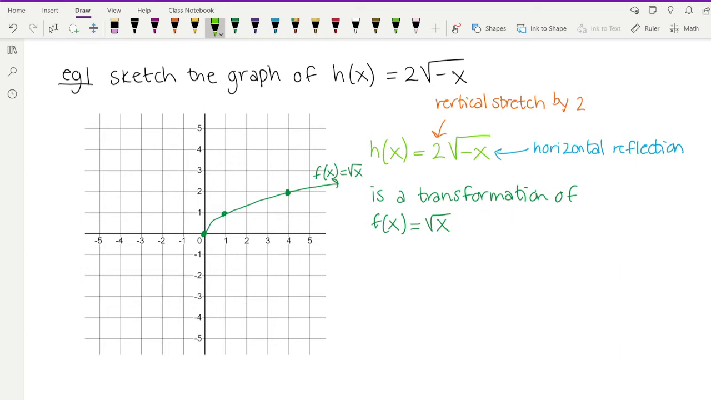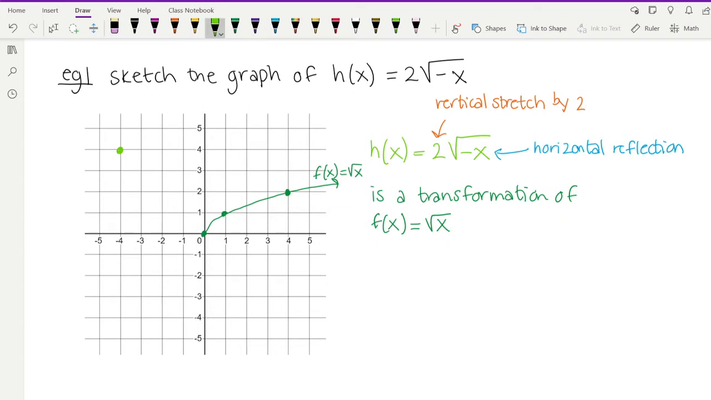So for example, let's start over here with the point that was originally at (4, 2). If we take this point and multiply the y-coordinate by 2, it would end up here. But then we also want to reflect it over the y-axis, and so at the end of the day, it would end up over there. So the y-coordinate changes from the stretch, and then the x-coordinate changes from the reflection.